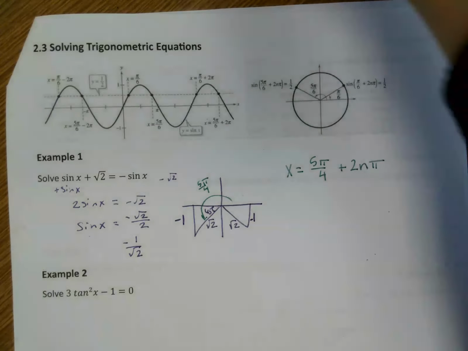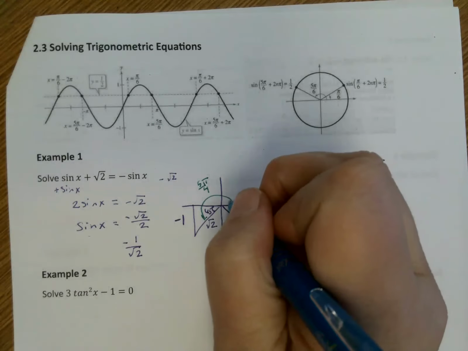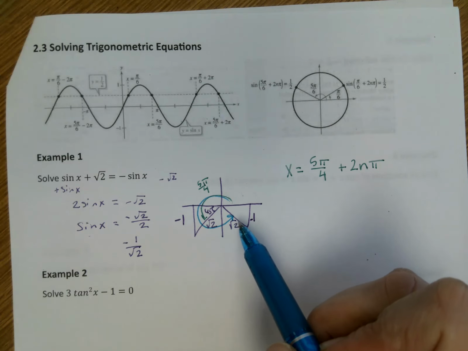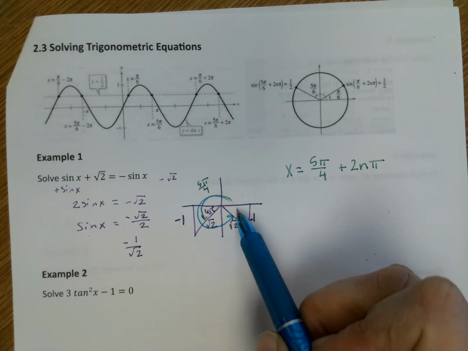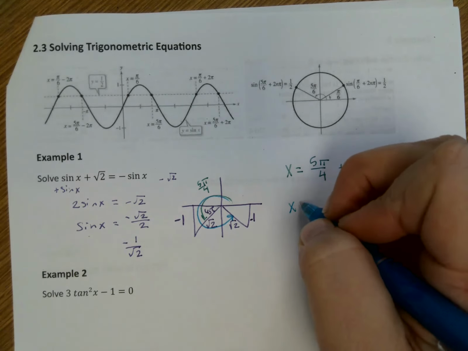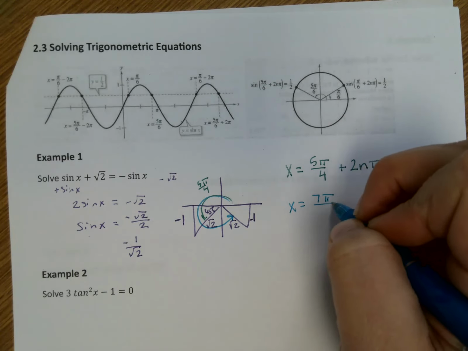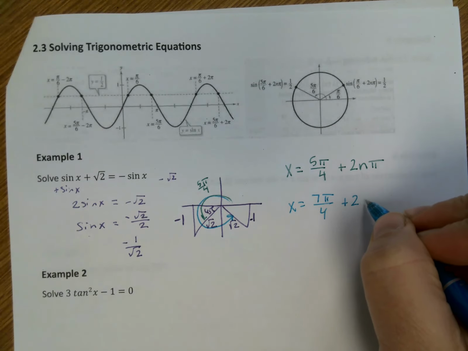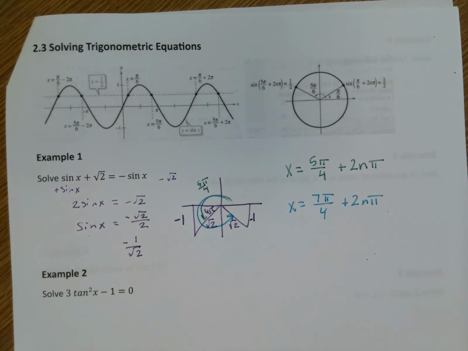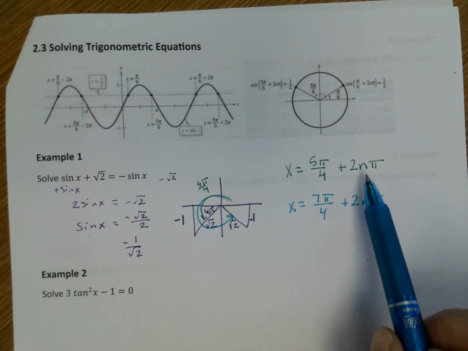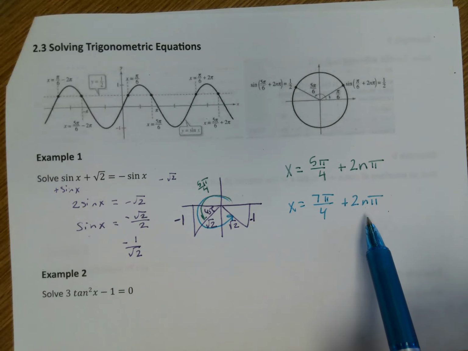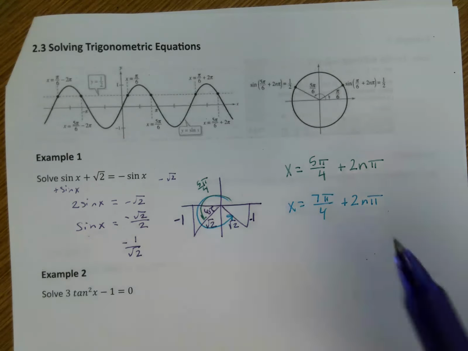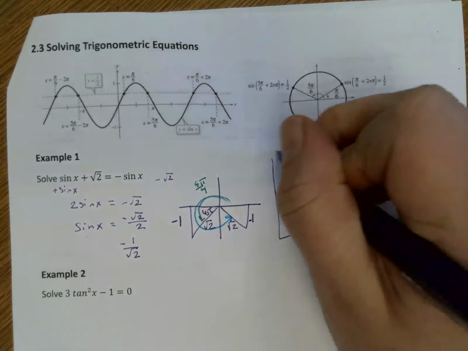Now my other answer is this one right here. I still am working with pi over 4. So again, you could think of this as either negative pi over 4, or else you can do 2 pi minus pi over 4. That's going to give us our 7 pi over 4. So that's this angle right here. And again, my period for sine is 2 pi. So this n is saying the number of times you're going around the circle. So this is basically our infinite number of answers that we have for that question.